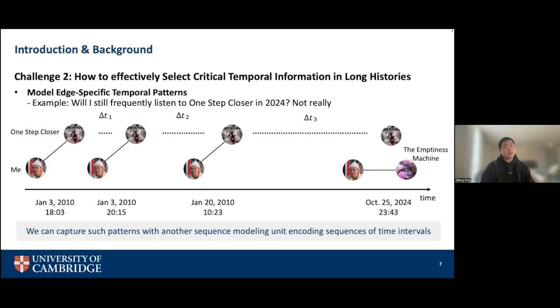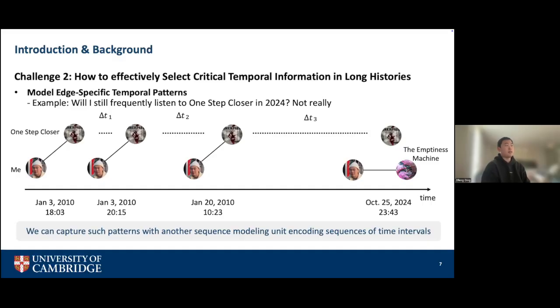And here is the second challenge: how can we effectively select the critical temporal information in long histories? We try to solve this challenge by modeling so-called edge-specific temporal patterns, which is defined in our paper. So let's take an example to show what the edge-specific temporal patterns are.